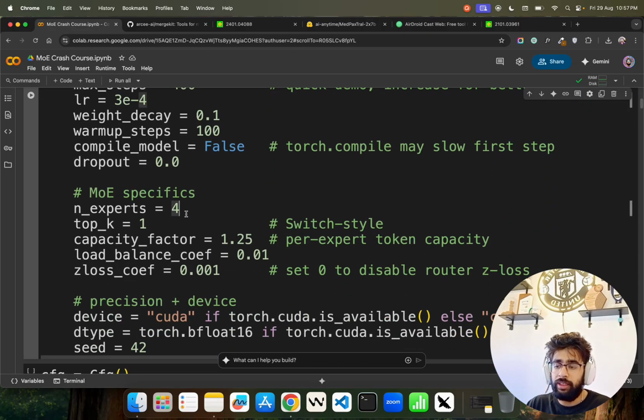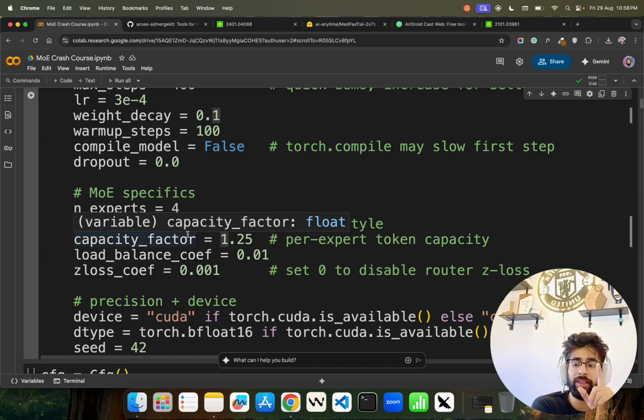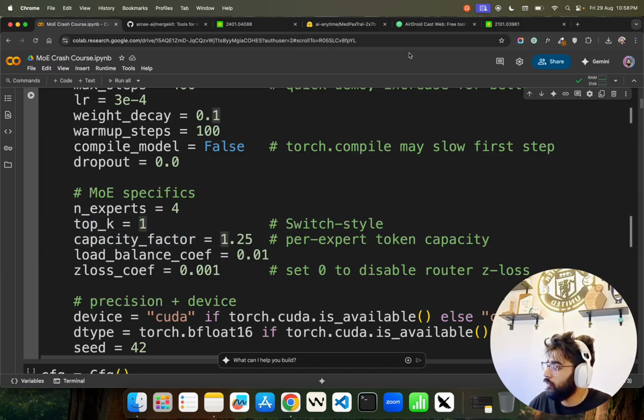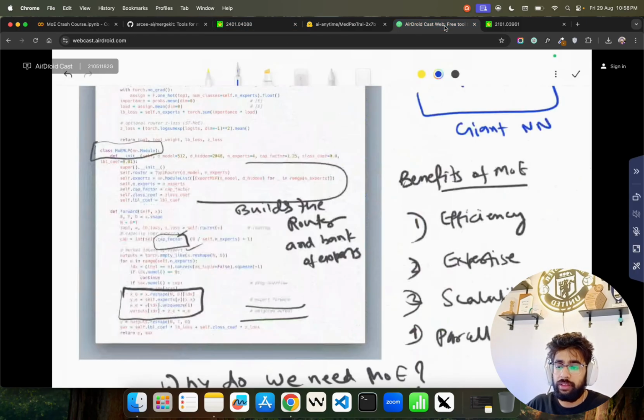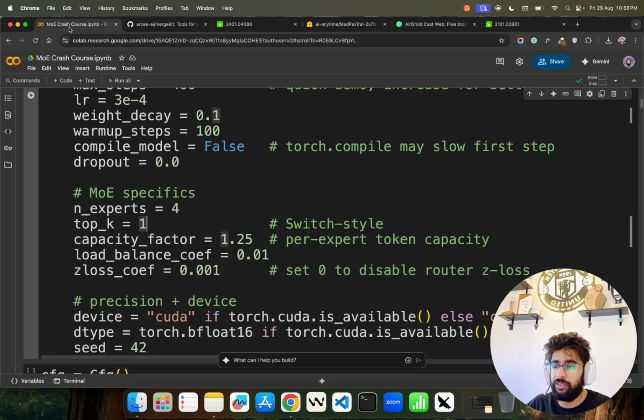Now this is important. Number of experts is 4, but here we are only keeping top-k 1, switch style. We don't want to keep it more, which will require more compute. And we have a capacity factor. I talked about the cap factor, if you remember, in the formula. So let me just bring that here. This is the cap. If you look here, I talked about this cap factor, right? The capacity thingy. So that is coming here. So we have a cap factor, so keep that in mind.